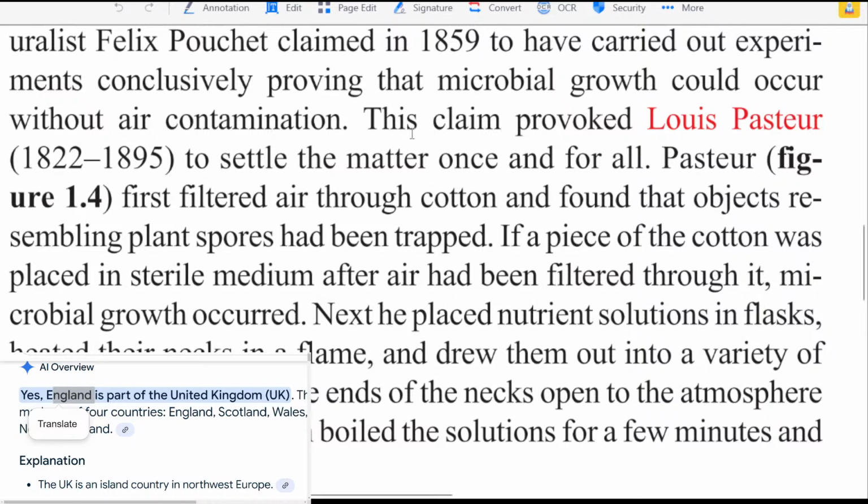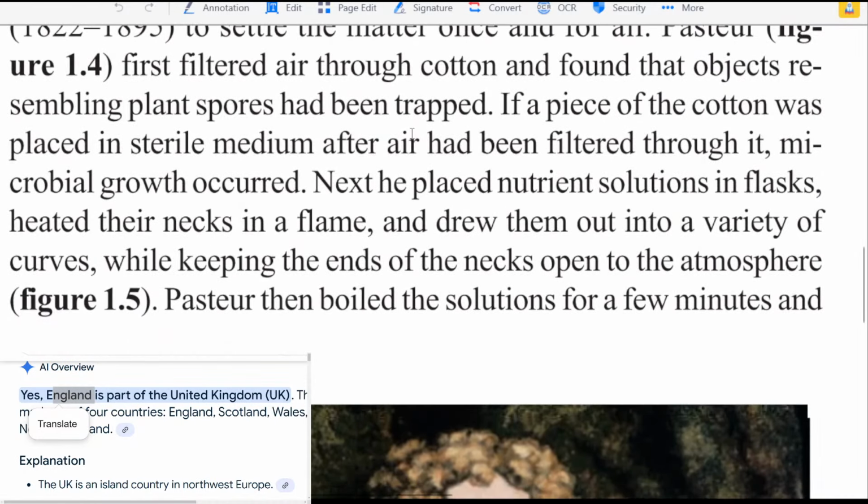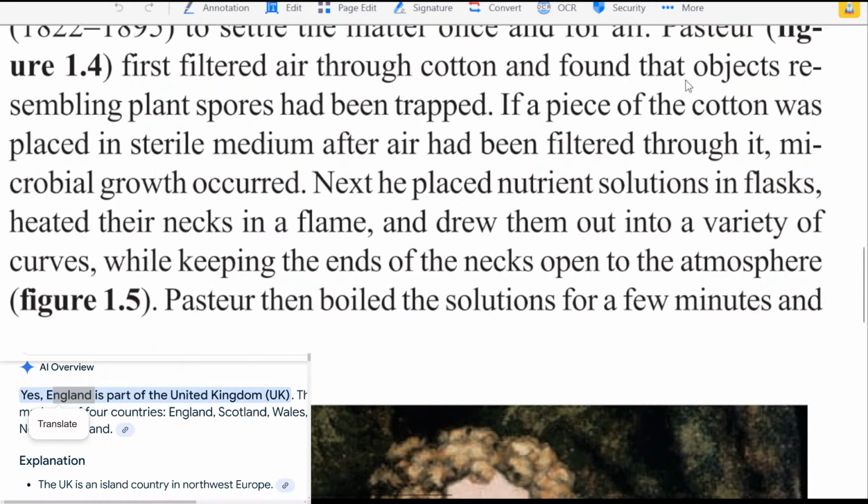Now here comes the Pasteur. To settle the matter once and for all, Pasteur first filtered the air through the cotton and found out that the objects resembling plant spores had been trapped. Okay, he filtered the air through the cotton. Guys, I didn't know air could be filtered through cotton. No one told me that cotton is that much of a good filter. So he said that the plant spores were trapped and the air was clean.